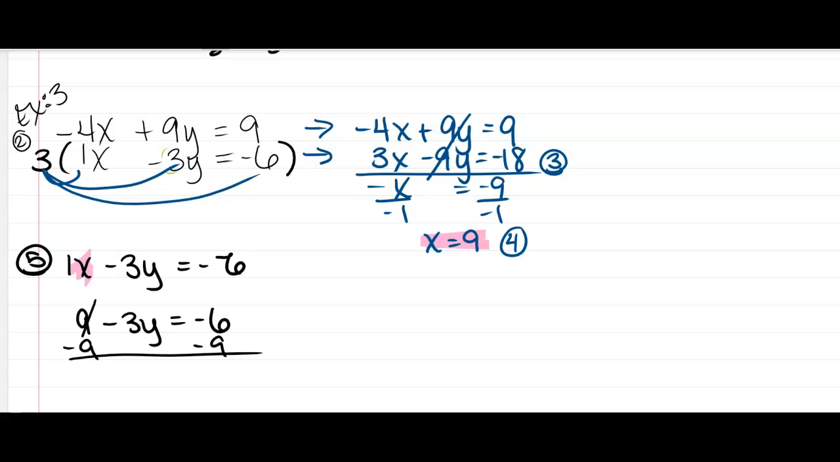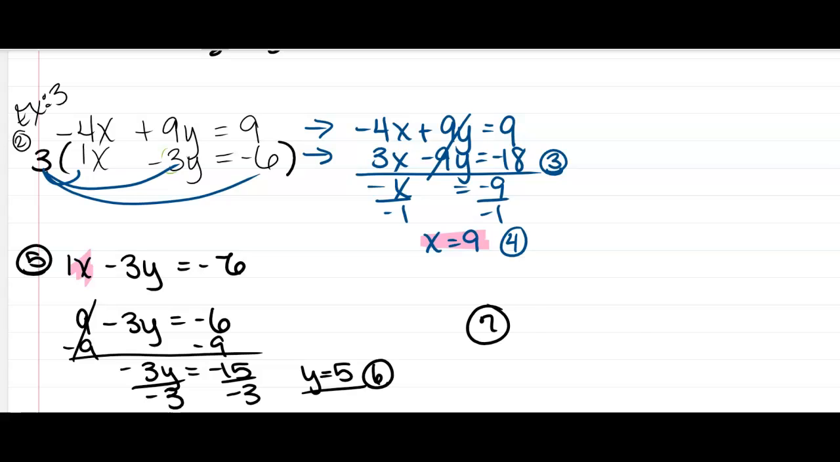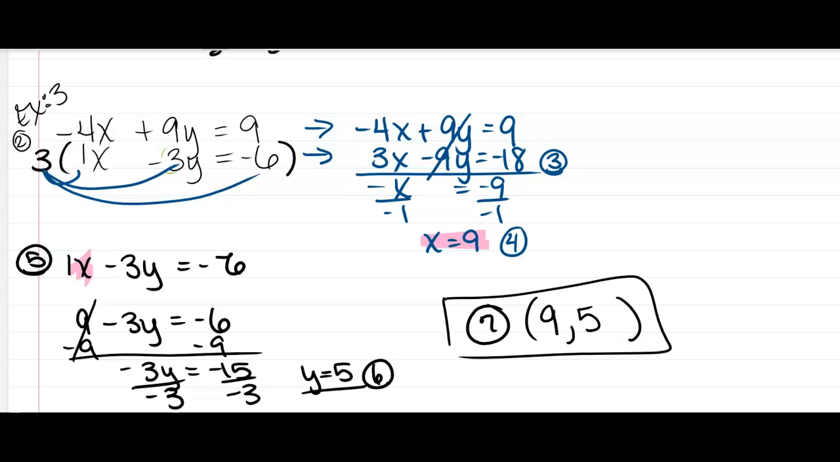And then we just solve for y. Negative 3, and y is equal to 5. So our solution here, this was step 6, is to solve. Step 7 is to write it as a solution point. Your x is 9 and your y is 5.